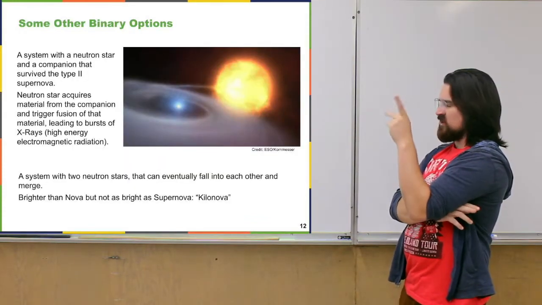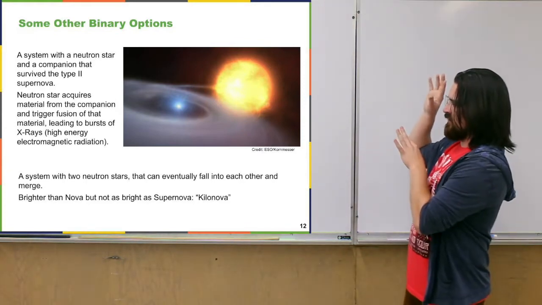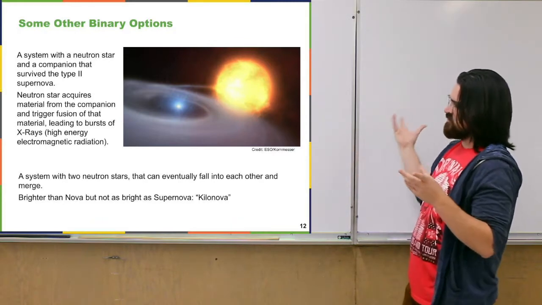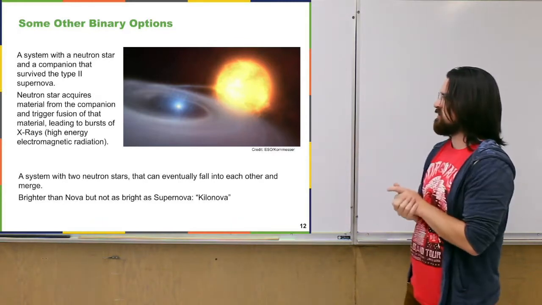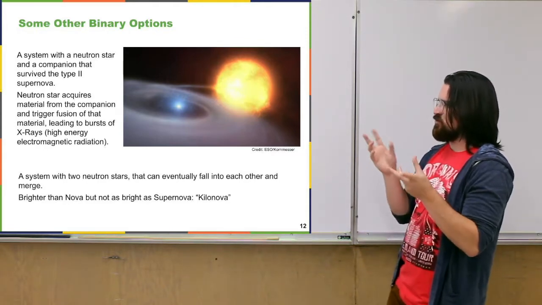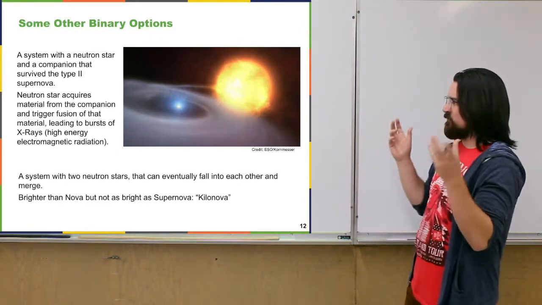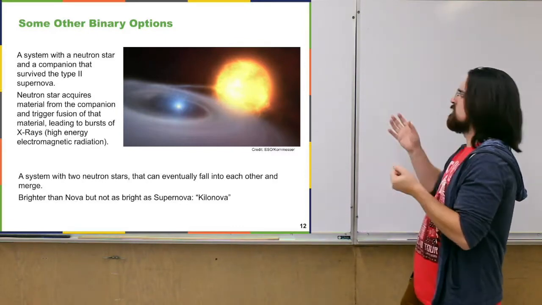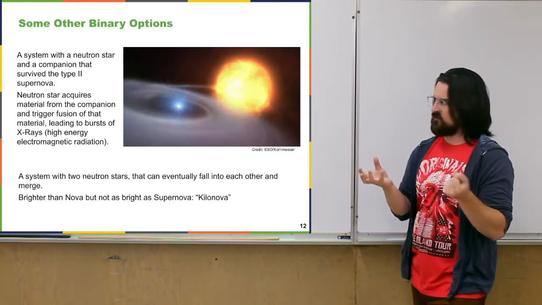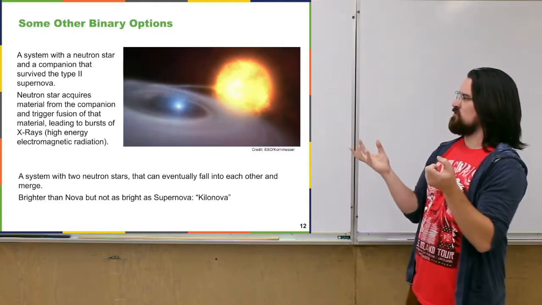Two other things that can happen with binary systems, I just want to mention. One is, say that you have a binary system where one of the stars was a high mass star, the other star was maybe just a regular low mass star. And so the high mass star goes through all its life cycles a lot quicker and gets to the end of its life. It goes supernova, type 2 supernova, and forms a neutron star. And there are scenarios where the companion star still survives that supernova. Right? It's not always going to survive. The supernova might obliterate the other star. But sometimes these other stars survive.